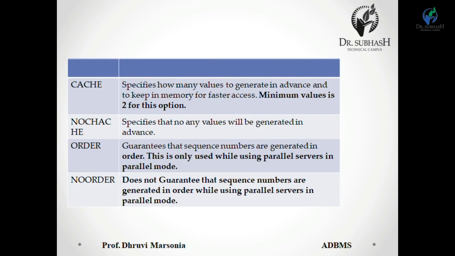Cache specifies how many values to generate in advance and keep in memory for faster access. The minimum value is 2 for this option. No cache specifies that no values will be generated in advance. Order guarantees that the sequence numbers are generated in order. This is only used with parallel servers in parallel mode. No order does not guarantee that the sequence numbers are generated in order while using parallel servers in parallel mode.